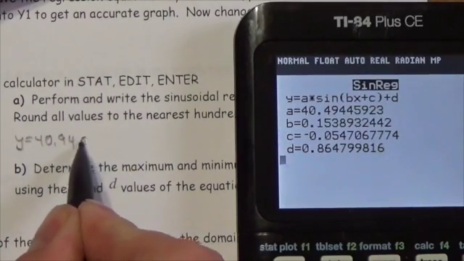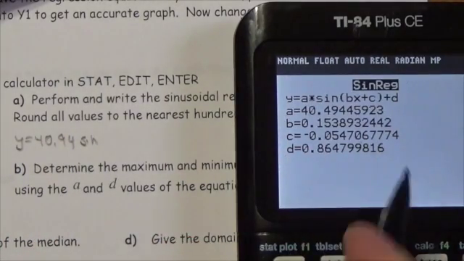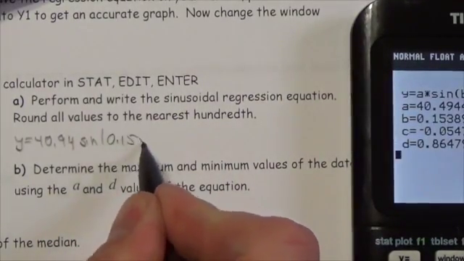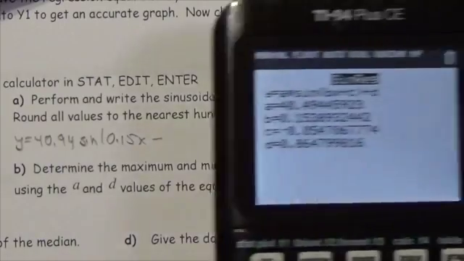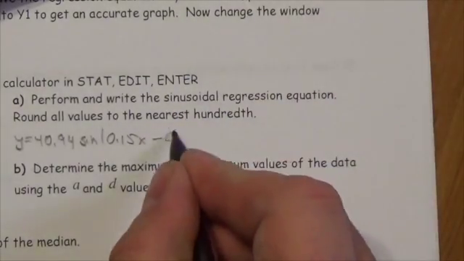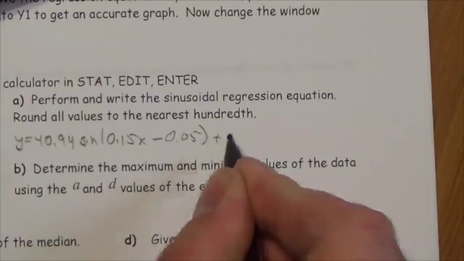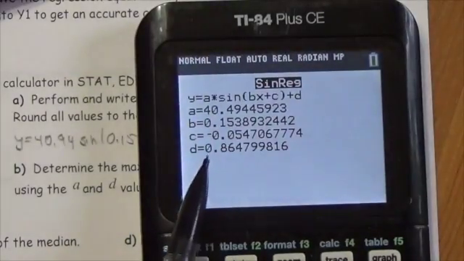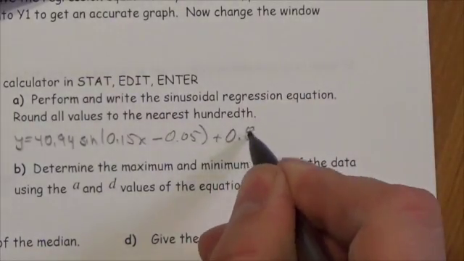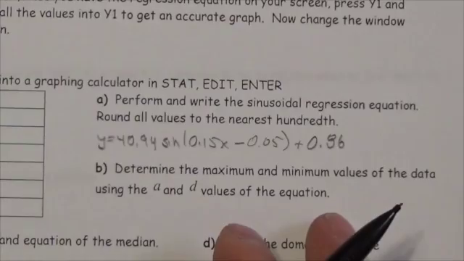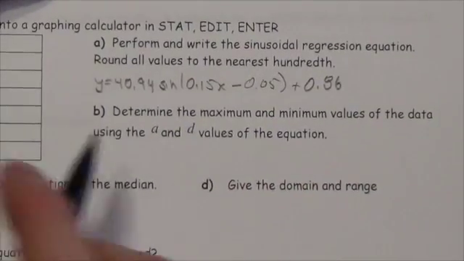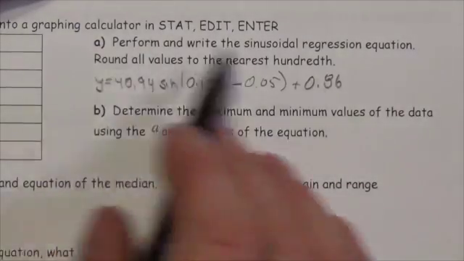40.94 sine, okay, now look at the way it's written here, so it's going to be 0.15x, in this case, minus 0.05, and then the d value here is 0.86. And so there's our regression equation, the way the calculator's given it to me here. Now I can go on and answer the rest of the questions based on this equation here.